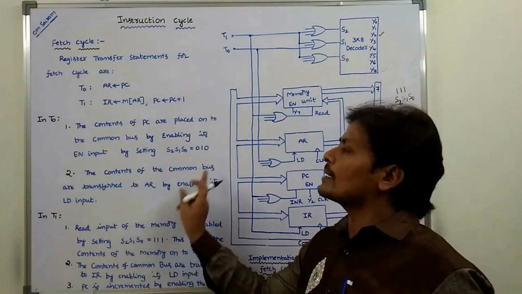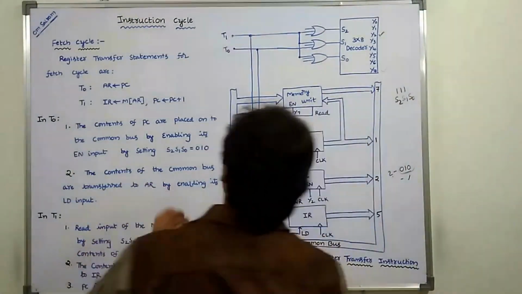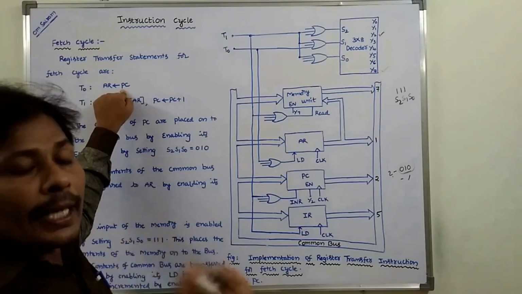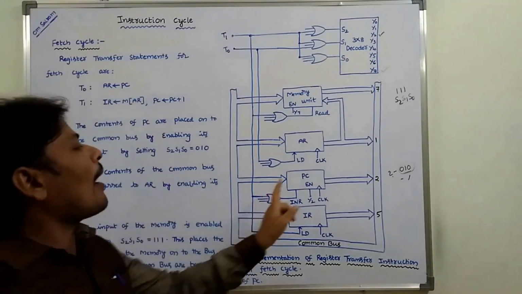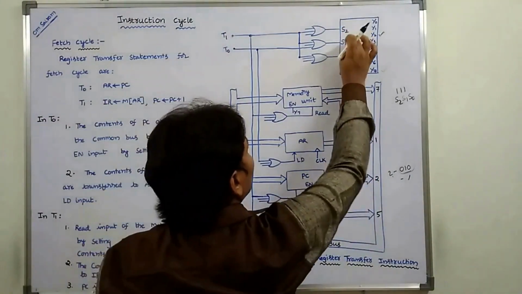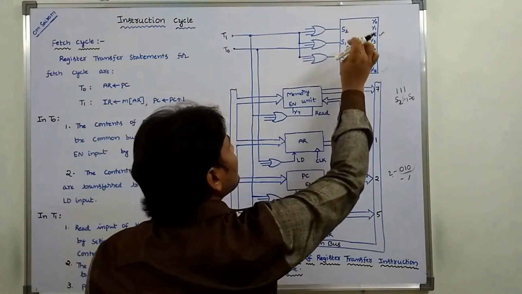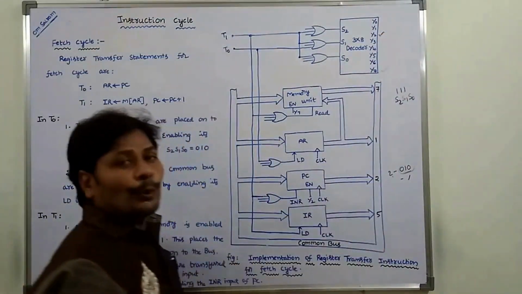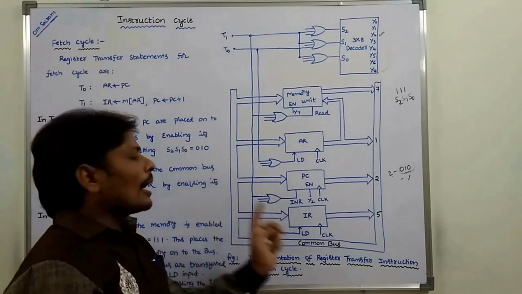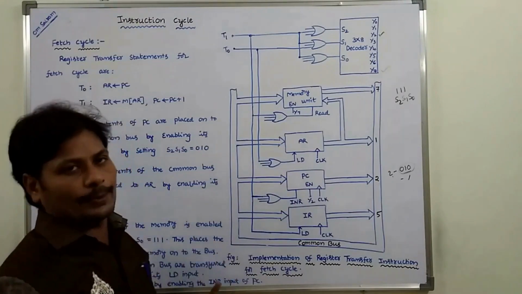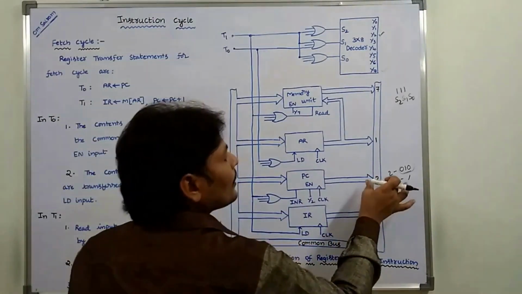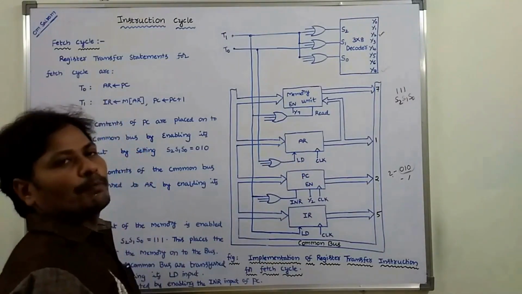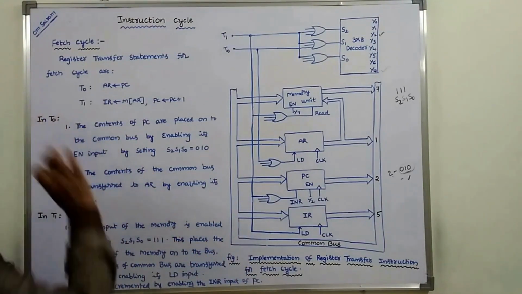And these two operations can be done in T0. Once again, in T0, initially the content of PC, which is the address of the first instruction in the program, is placed onto the common bus by setting S2, S1, S0 as 2, which is 0, 1, 0. Whenever S2, S1, S0 is 0, 1, 0, the output Y2 is produced. At that time the content of PC is placed onto the common bus. Next, in the second step, the content of the common bus is transferred to the address register AR by enabling the load input. So these two operations are done at the T0 timing signal.